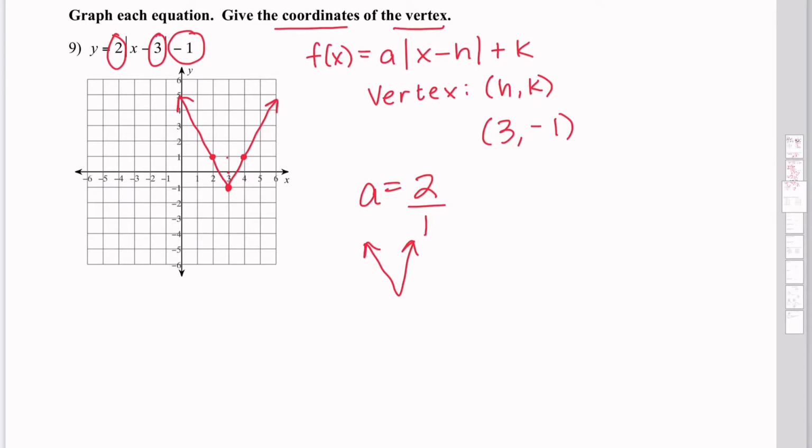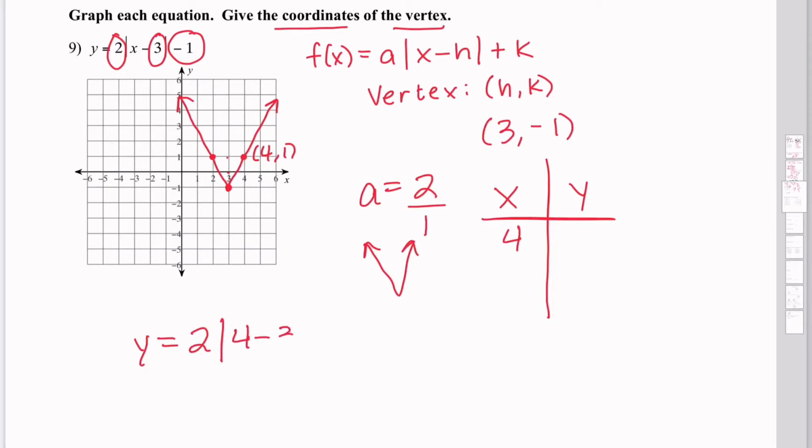Now, if you don't feel comfortable with this method, you can always make a table of values as well. So let's say we wanted to choose 4. Let's just confirm that one coordinate is going to be 4, 1. So if I plug in 4 into my equation, you're going to copy your function as is. So y equals 2 times x, which we wanted to be 4, minus 3 minus 1. So if we further simplify, we get 4 minus 3 is 1, minus 1. We end up with 2 minus 1, which gives us +1.